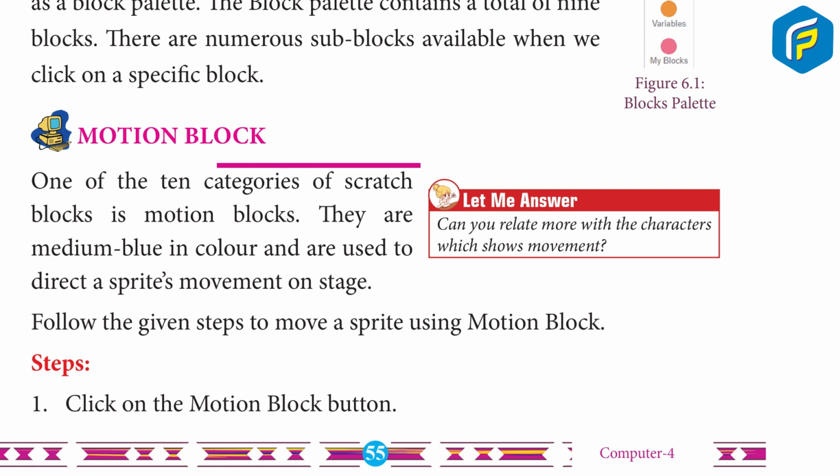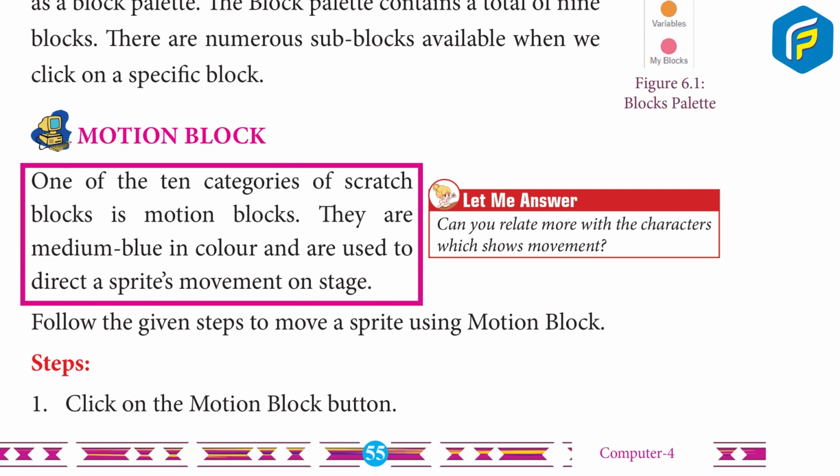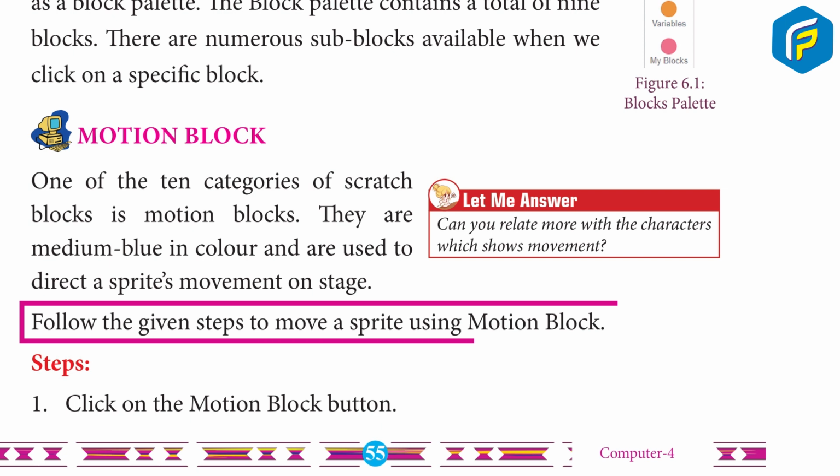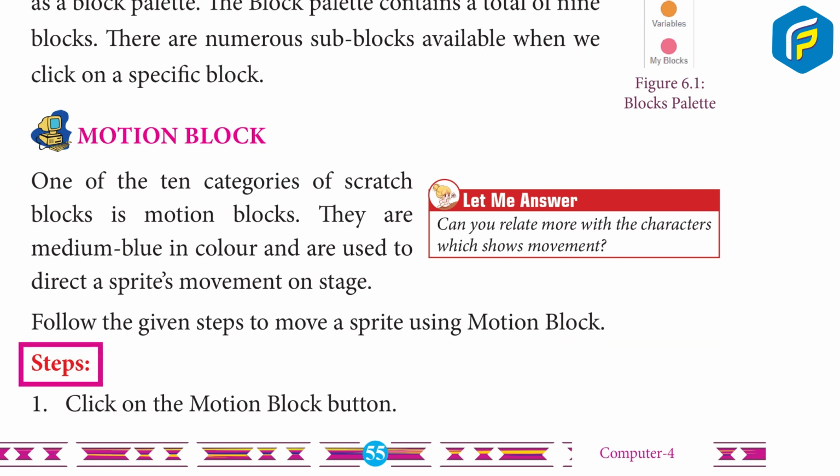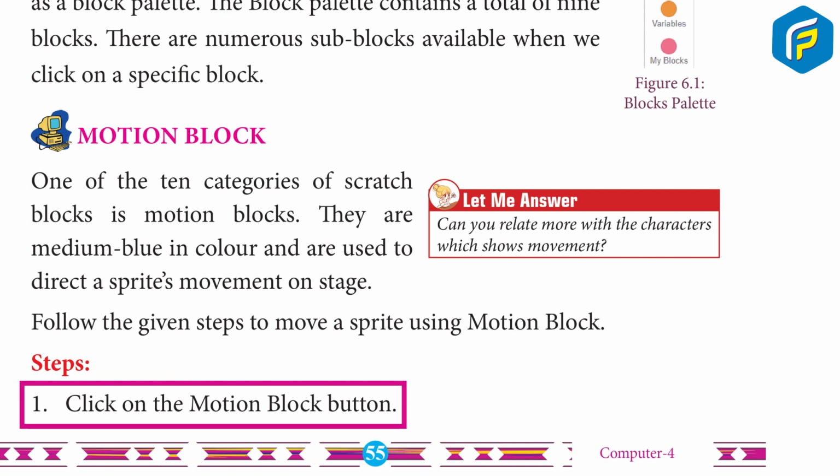Motion block. One of 10 categories of Scratch blocks is motion blocks. They are medium blue in color and are used to direct a sprite's movement on stage. Follow the given steps to move a sprite using motion block. Step 1. Click on the motion block button.